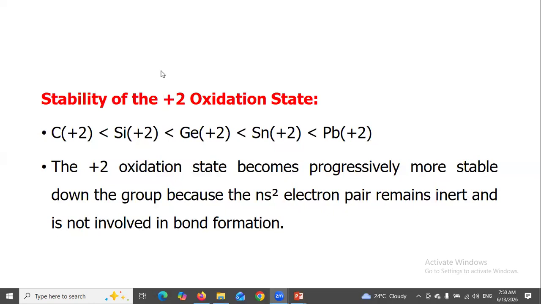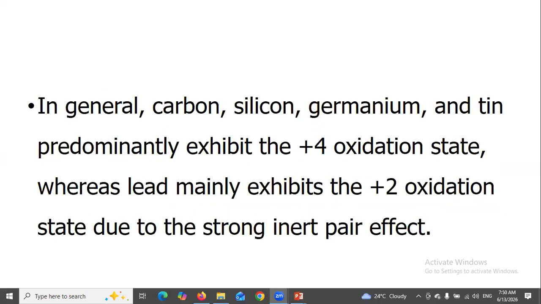Stability of the +2 oxidation state. The +2 oxidation state becomes progressively more stable down the group because the ns2 electron pair remains inert and is not involved in bond formation. In general, carbon, silicon, germanium, and tin predominantly exhibit the +4 oxidation state, whereas lead mainly shows the +2 oxidation state due to the strong inert pair effect.